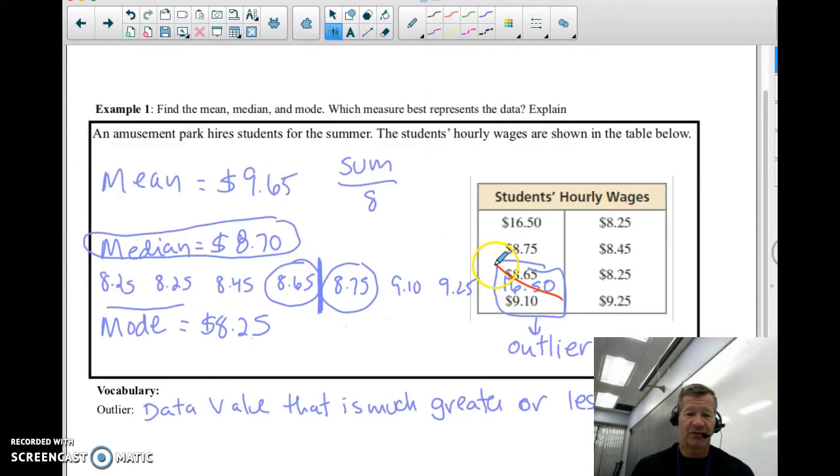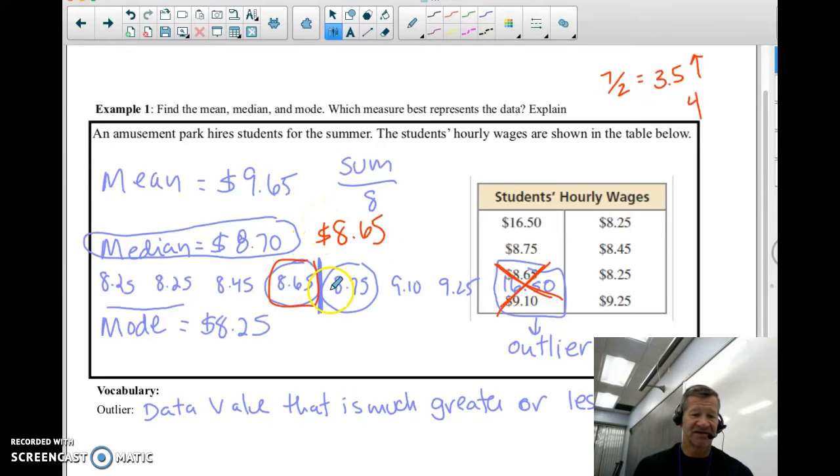If this 16.50 were not here, there would now only be 7 values. Now, I told you to take the number of values and divide by 2 when you're finding the median to find what's in the middle. Well, if I divide 7 by 2, I get 3.5. Always round that up to the next whole number, which would be 4. So if I count 4 from each end, and remember I'm not counting 16.50, 1, 2, 3, 4, 8.65 would be in the middle on both sides, 1, 2, 3, 4. So remember what I said, when there's an odd amount of data, there will only be one number in the middle. So the median changes to 8.65.